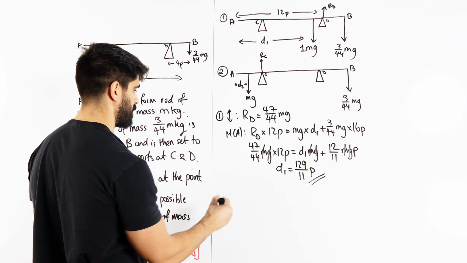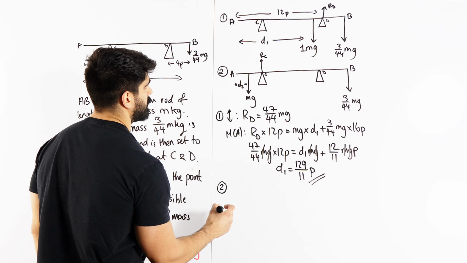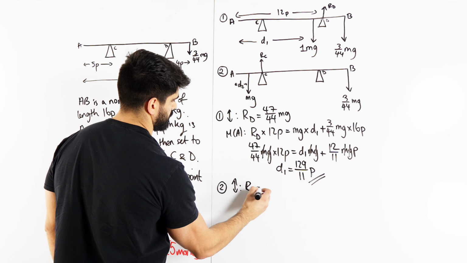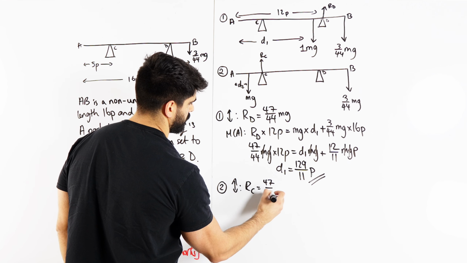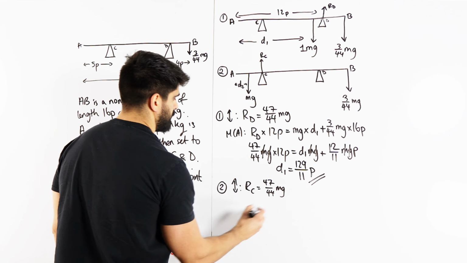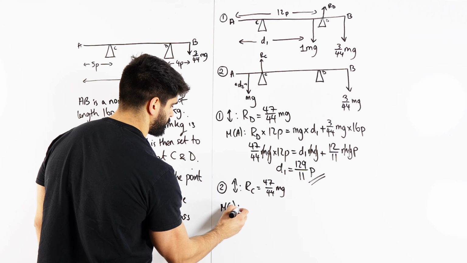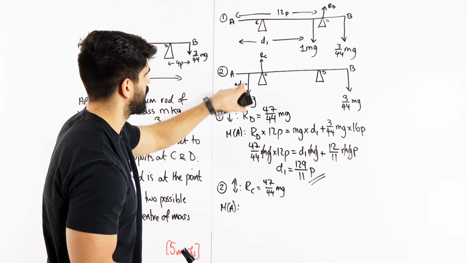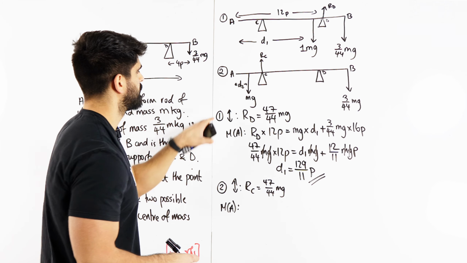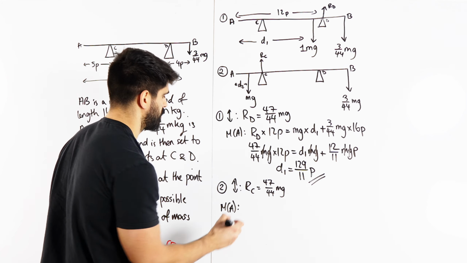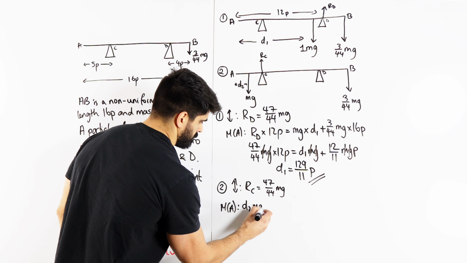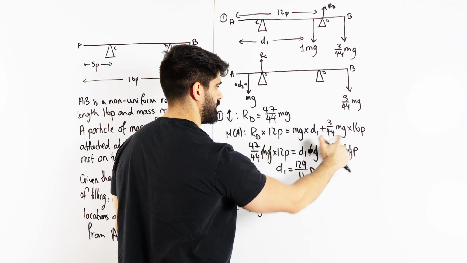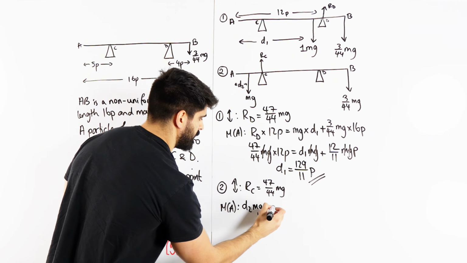Okay, so let's look at number 2. Now number 2, the up equals down is still the same situation. So RC is still our 47 over 44 mg. Now let's take moments about A. And it's just the exact same stuff. So we're doing D2, so every downward force is clockwise, sorry, is D2 mg plus that 16 times this. The 16 times this was 12 over 11 mg.